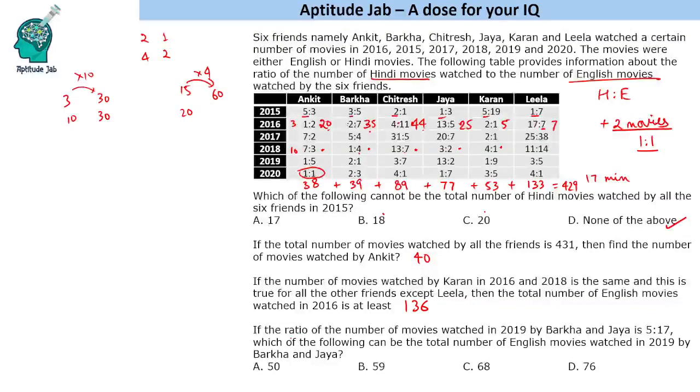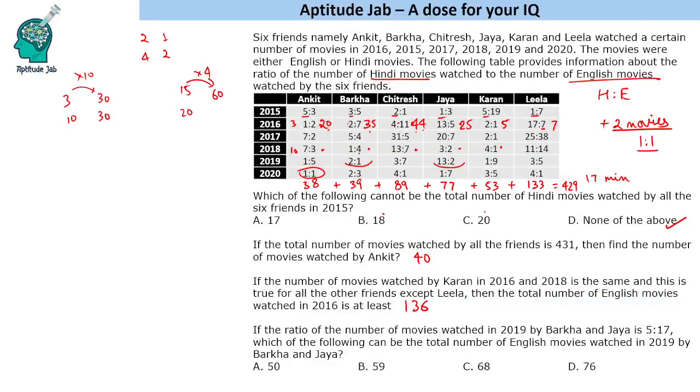Next question. If the ratio of the number of movies watched in 2019 by Barkha and Jaya is 5:17, which of the following can be the total number of English movies watched in 2019 by Barkha and Jaya? So we have to find a possible number of movies.